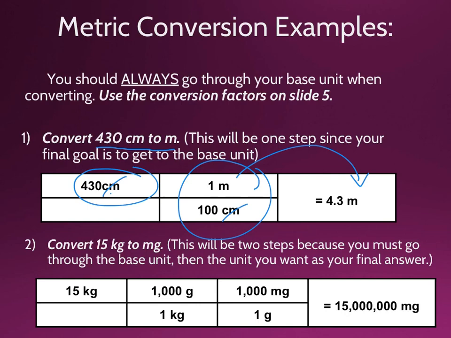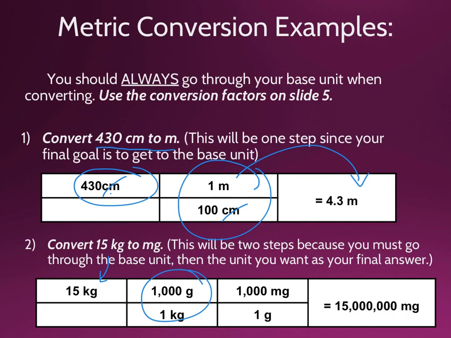Down here, you'll see a better example because you actually go through the base unit to get there. 15 kilograms to milligrams. So 15 kilograms goes out front. I know that that unit is not what I want my answer in, so I will have to cancel it out at some point. And I'm going to go through my base unit first. So kilo is 1,000 bases. So if it's a kilogram, that's 1,000 grams. So that's what I've set up here as a true conversion factor.